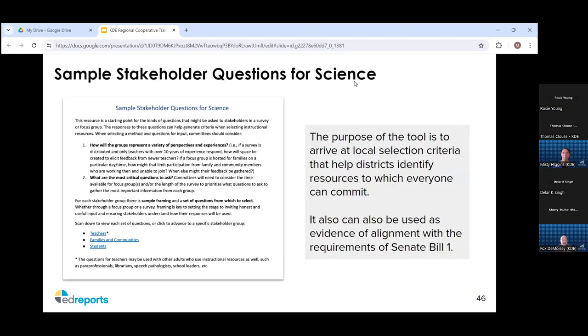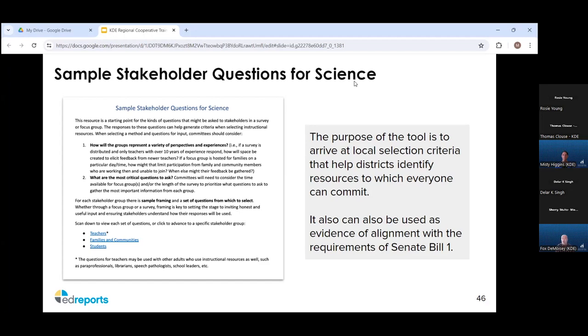So taking up then the element of stakeholder input, the purpose of the sample stakeholder questions for science, which was adapted from instruction partners and work with leading educators, is to help guide that input gathering from three core stakeholder groups. So first from teachers, then from families and communities, and then from students. So this guidance, and you'll find it linked as a key tool in the consumer guide, is critically important since it's really that stakeholder input that makes selection criteria and then the selected resource that eventually follows live like curricular pieces that everyone feels a sense of ownership of and can then commit to.